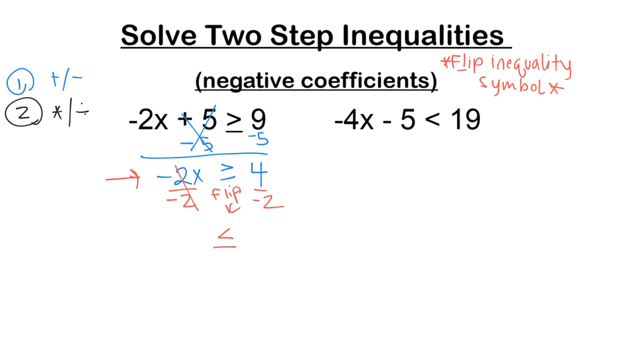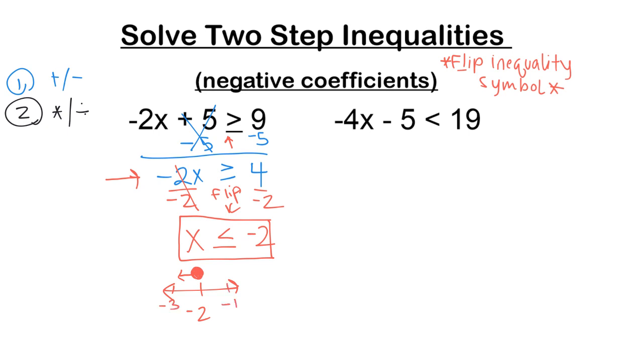The negative 2's cancel out, so all that's left is x. And then 4 divided by negative 2 is negative 2, okay? So that means when you graph this, it's going to look a little different from the original problem. The original problem had the greater than or equal to sign, but now we have a less than or equal to sign. So that means when we graph it, we have that closed circle still, but now we point to the left because that's where everything that is less is going to happen.